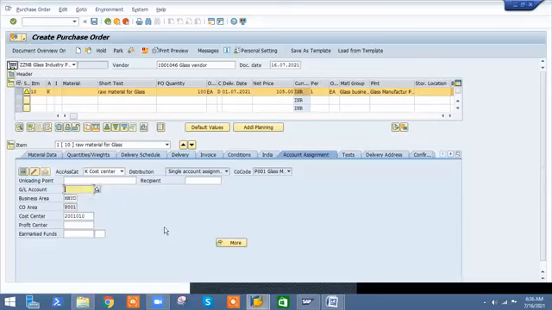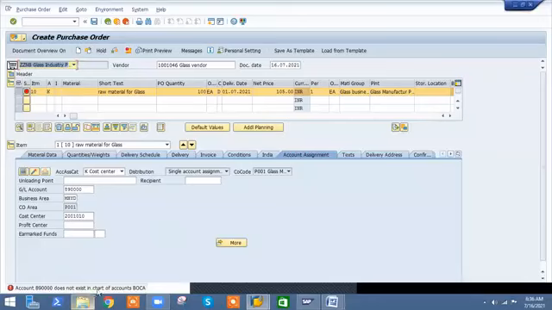I'll update this one. I'll see here one error. You see, account does not exist in chart of accounts. When the business user is trying to create a purchase order, if he is getting this error, immediately they will take the screenshot and create a ticket on the ticketing tool so that it will get assigned to the MM consultant.